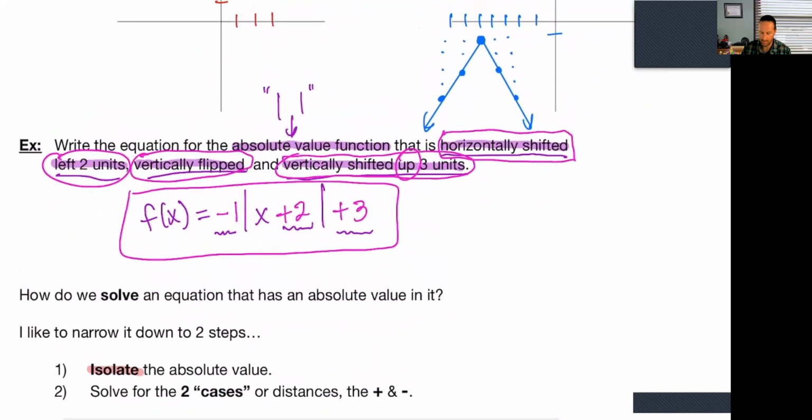So when doing these, first we isolate. First step tells you what to do. Get that one absolute value by itself. And then step 2 tells you what to do. You do the 2 cases, the positive distance from 0 and the negative distance from 0. Pretty simple.